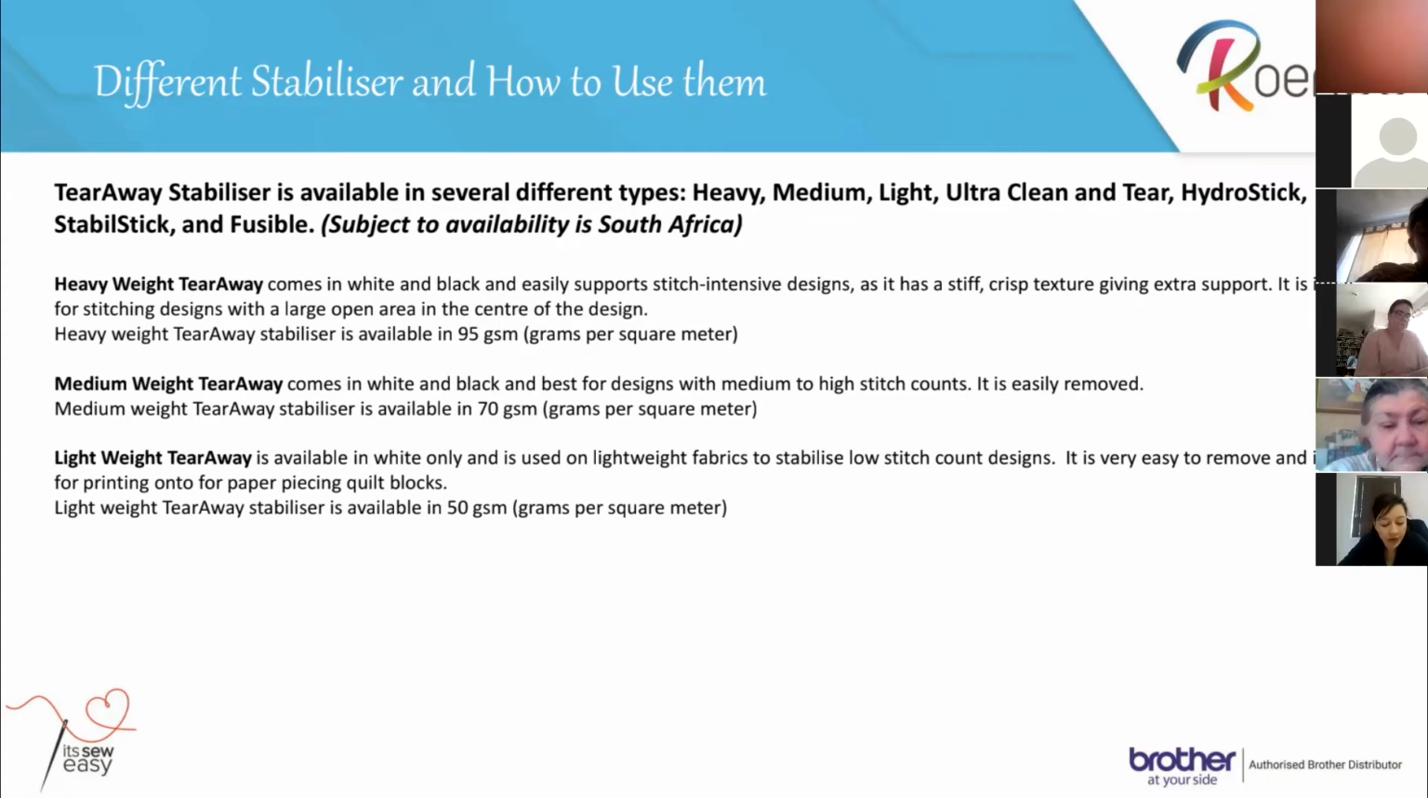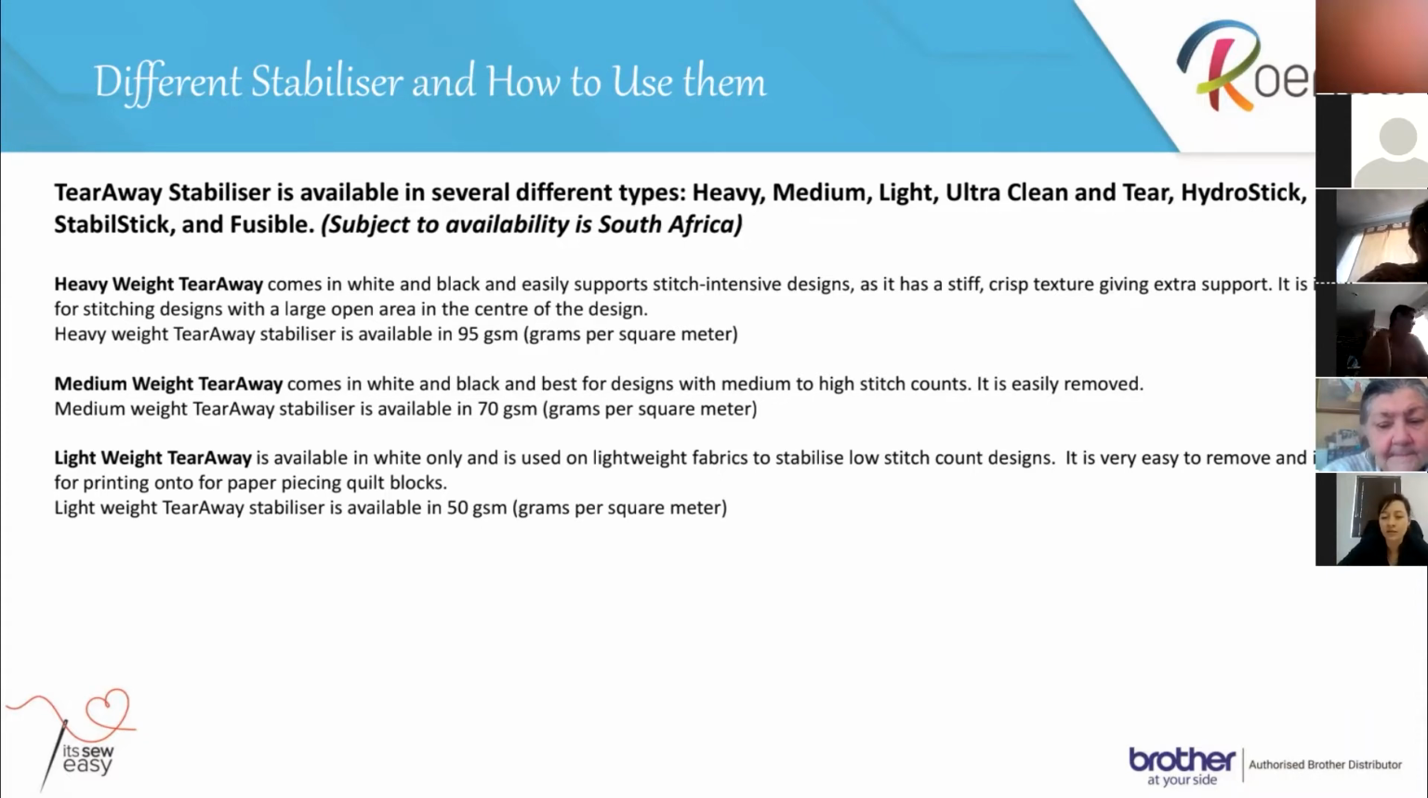So your heavyweight Tearaway comes in black and white, and it has a very, very stiff and crisp texture. Like you can see, if I fold this, it would just stay there. It's not going to bounce back. And it is available in a 95 GSM. I would like to say that we rarely use that one. Most people prefer using 2 medium weight layers of stitch and tear than going up to the 95.